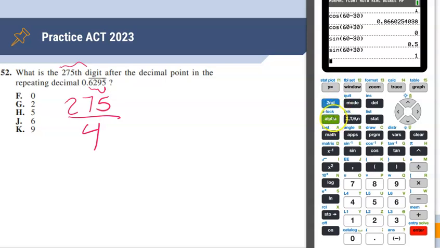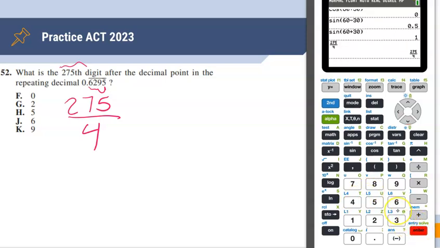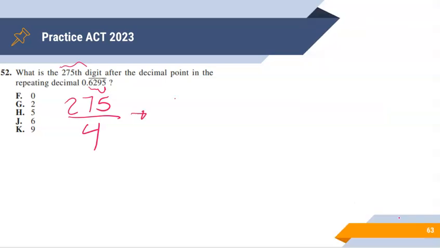So on my calculator, if I go alpha y equals, and I type in my fraction first, which is 275 over 4, right? Now, it doesn't look like it did anything, but if I go back to alpha y equals and say, you know what? Turn that into a mixed number, please. 68 3/4.